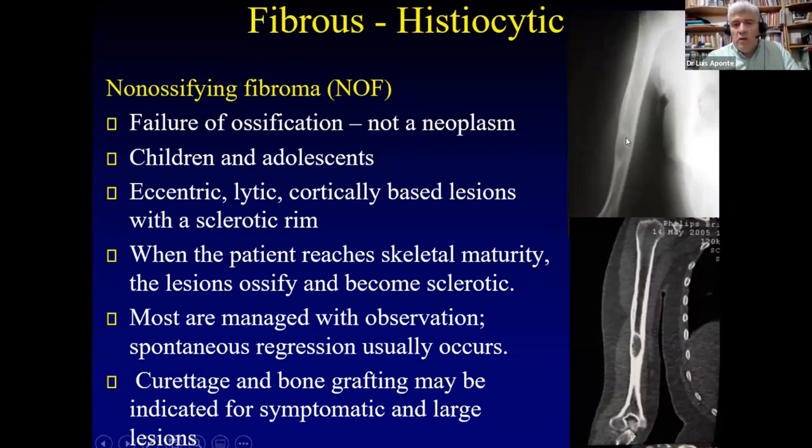There's a sclerotic rim. It's not a neoplasm, really, it's a failure of ossification. It's just that non-ossifying fibroma is very common in the lower limb. There are some papers that said that 30% of the children could have one, but it's very strange in the upper extremity. In the lower limb, we never biopsy.